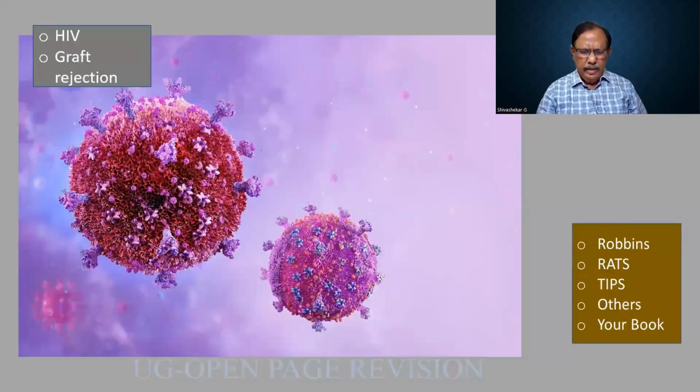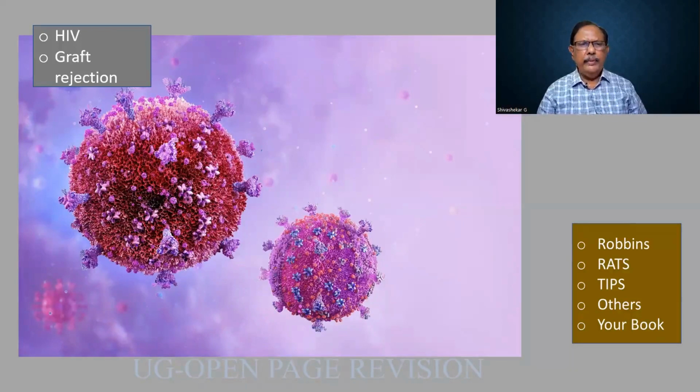The next one is HIV, AIDS. It was once a frightening disease, much more than COVID-19. Now probably people have forgotten that. Anyway, we'll do it. It is an acquired immunodeficiency syndrome. That is why it is called AIDS.